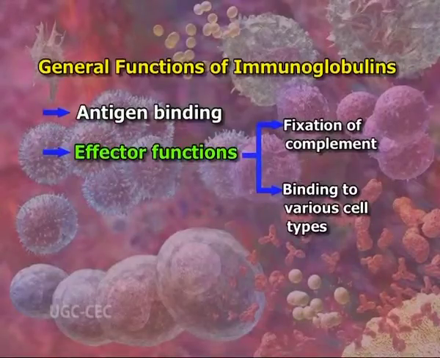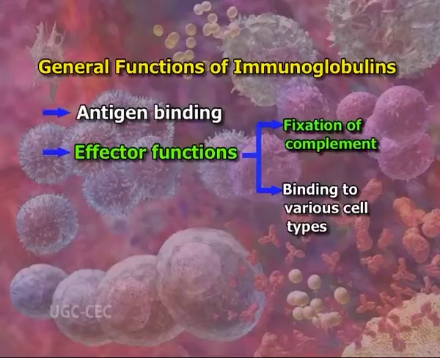Second is effector functions, which include, number 1, fixation of complement. Second one is binding to various cell types like phagocytic cells, lymphocytes, platelets, mast cells and basophils.